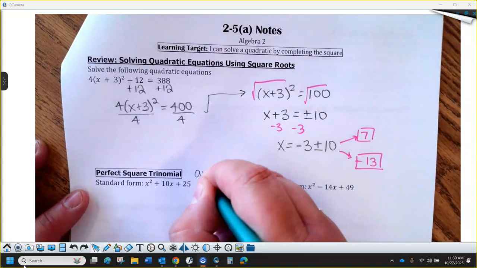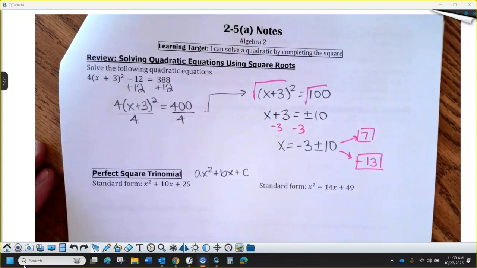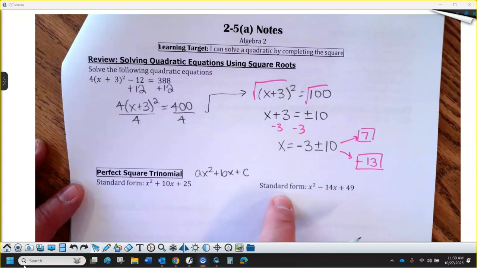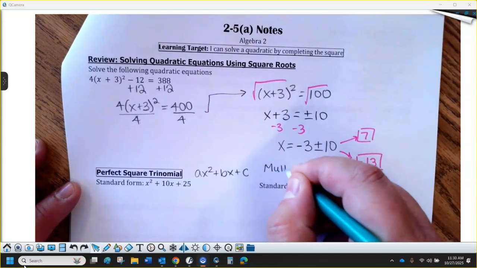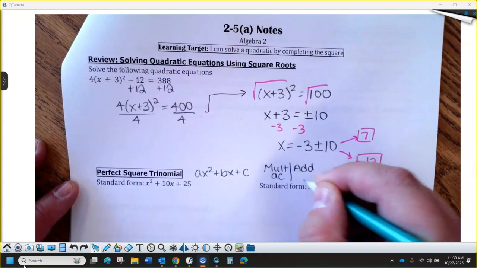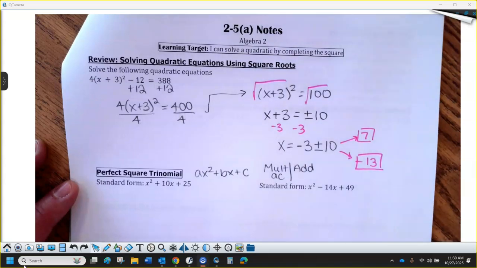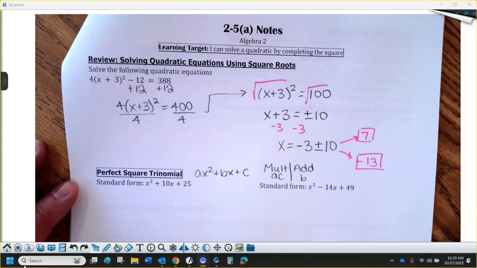Okay, now, this is hopefully going to be a review. But I've got my quadratic in standard form here. This is not an equation, but it just says standard form ax squared plus bx plus c. I'm going to see if you remember the little factoring that we did. So we did multiply a times c. This is going to be easy today because all the a values are going to be 1. And add to get the b value to help me factor this.